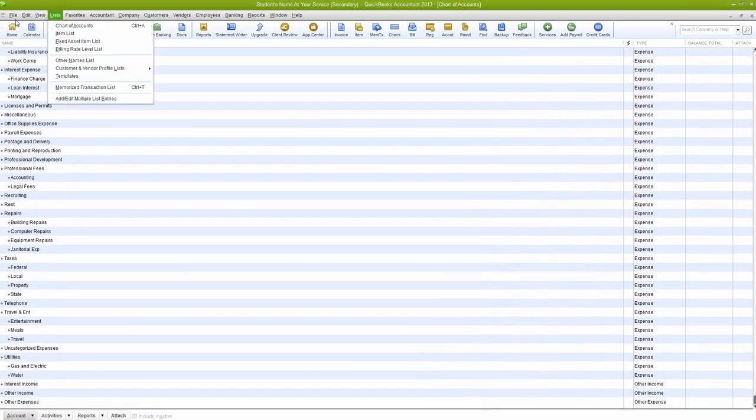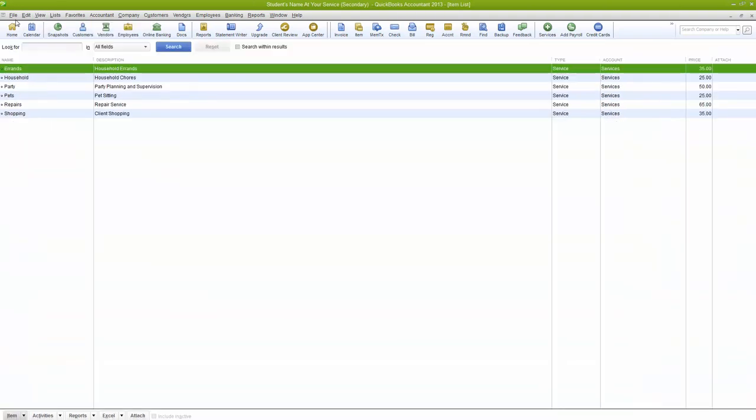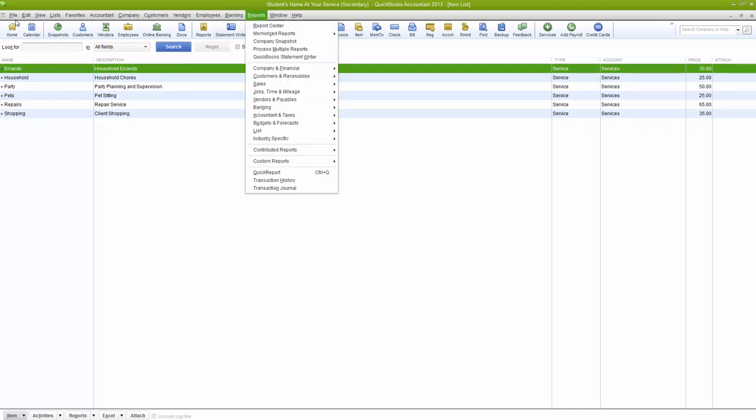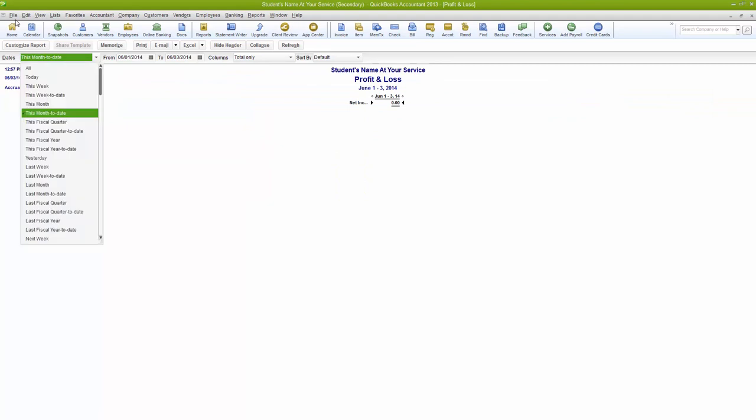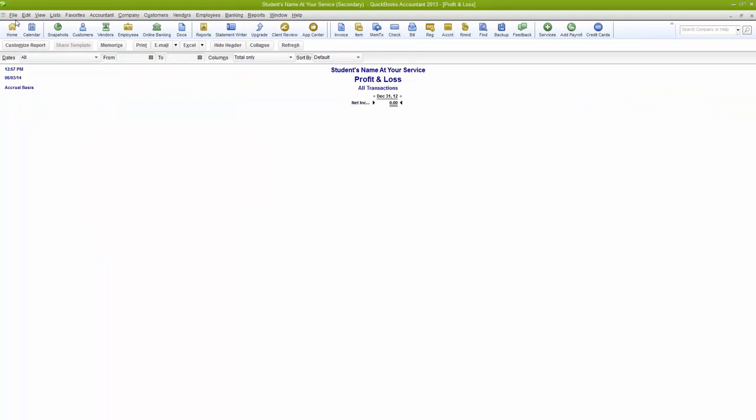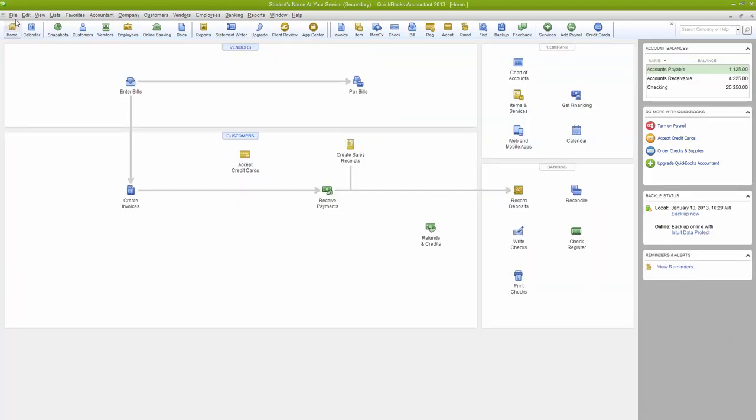Okay, and I also want to go over our items list. We have several different types of services, and it looks like they're all going to go to the service account on our profit and loss. So I'm going to pull up the profit and loss, and we have nothing. There are no transactions on our profit and loss. But when we do, all of it will go to a service account, and then we will have a list of all of our expenses.